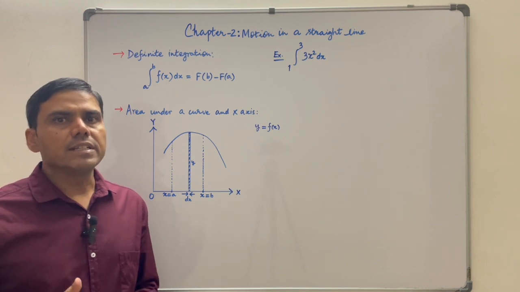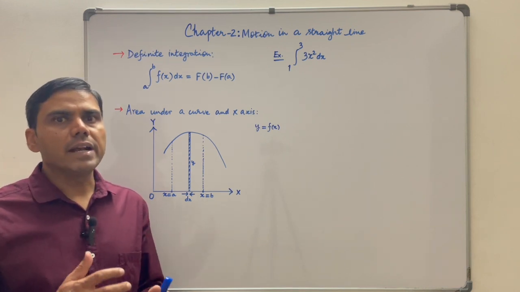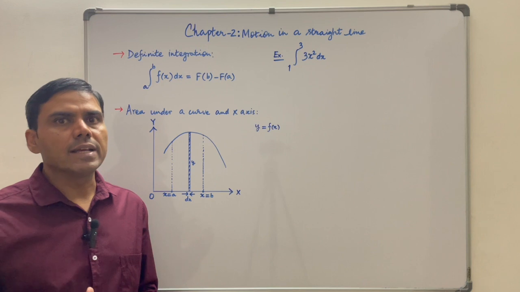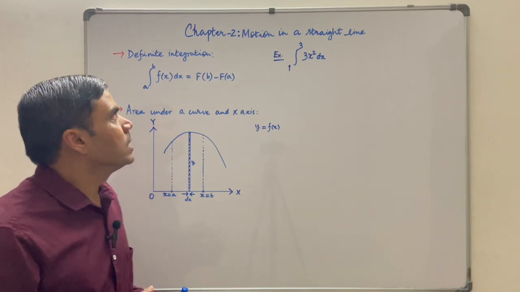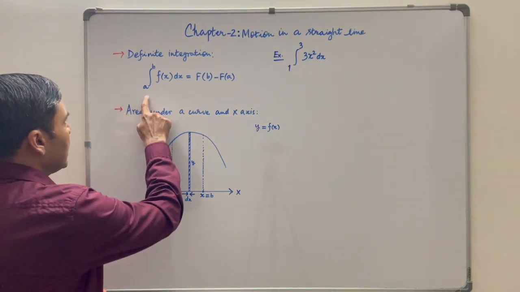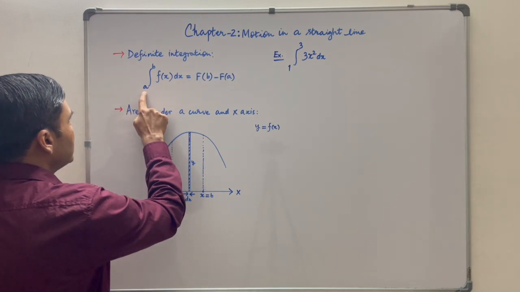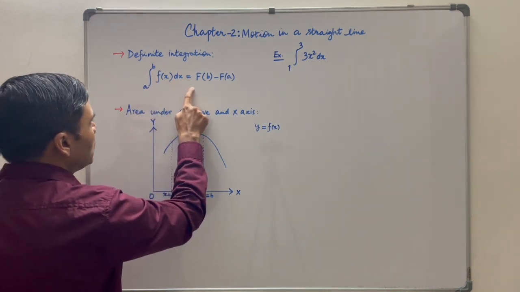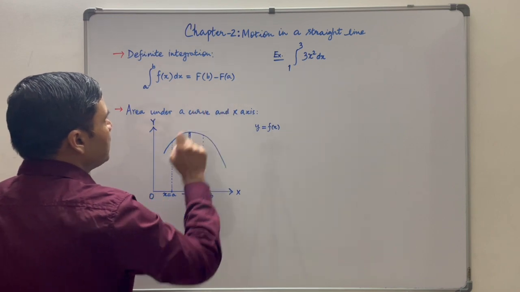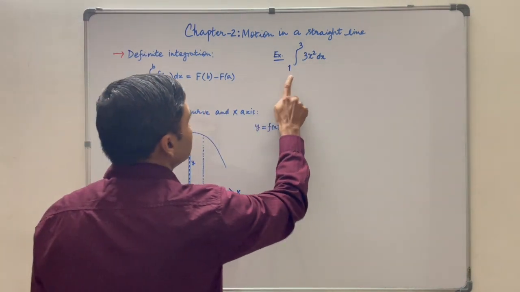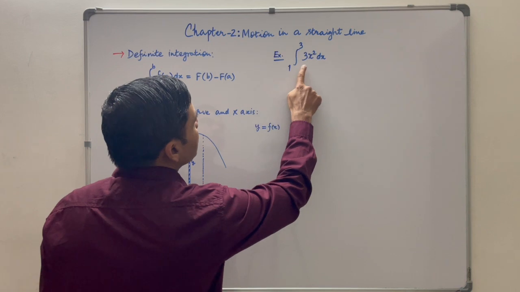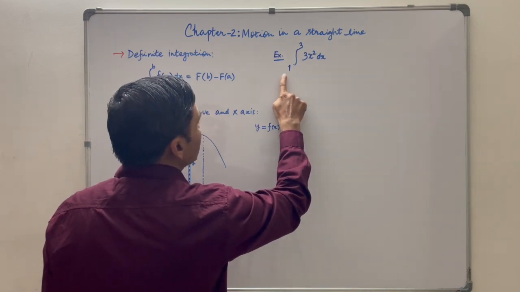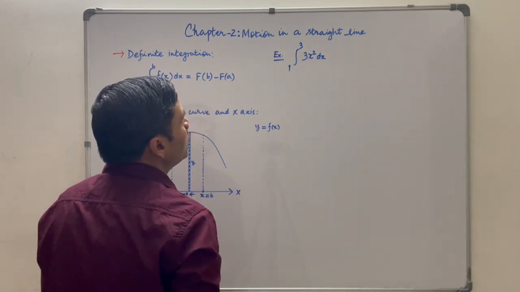When a function is integrated between a lower limit and an upper limit, it is called definite integration. So it is represented as integration sign, this is lower limit, this is upper limit. Integral of f(x) dx is equal to f(b) minus f(a). Let us see one example: integration of 3x square dx between x equal to 1 and x equal to 3.